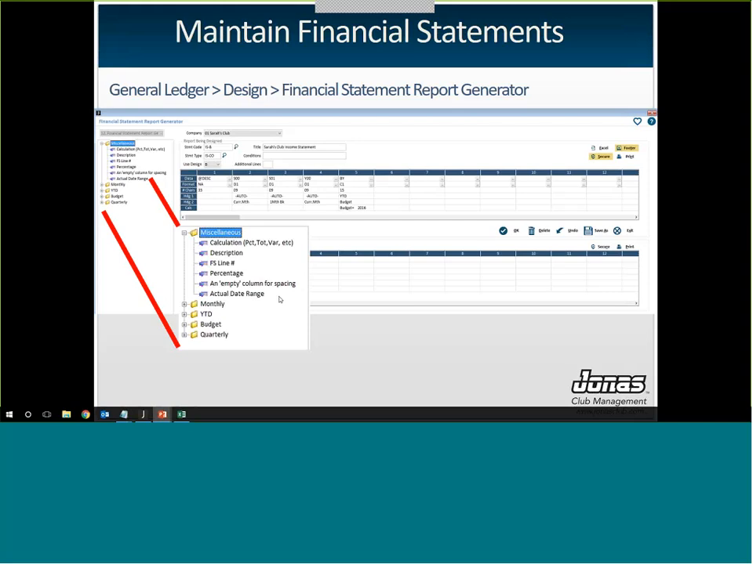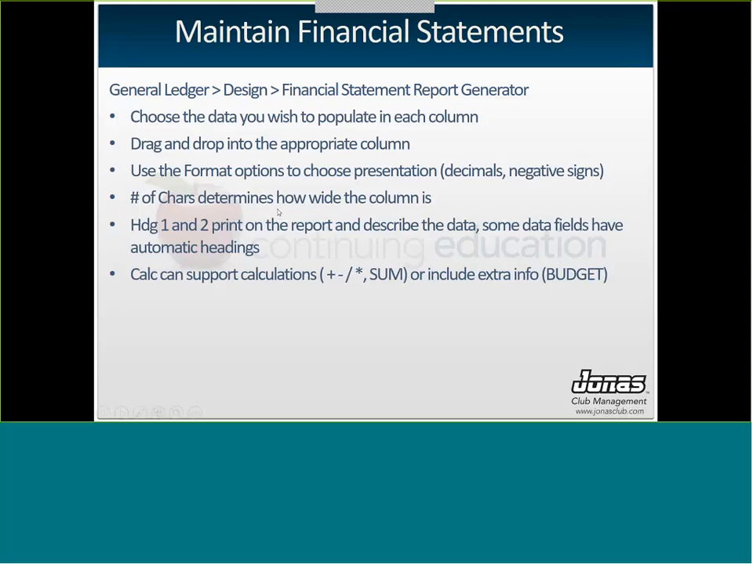So when you first get in there, the first thing you want to start doing is putting data on the report. So the data comes from the left-hand side. You have a list of all the available fields that you can put in, sorted by date range. So the top line miscellaneous are the things like calculations or descriptions. You can actually choose to print the financial statement line number. You can put in percentages. You can put in empty columns for spacing. And then actual date range is up in the miscellaneous line as well, just because it doesn't fall into monthly, yearly, quarterly, or budget. And then you have everything within monthly, yearly, quarterly, or budget that you can choose from as well.